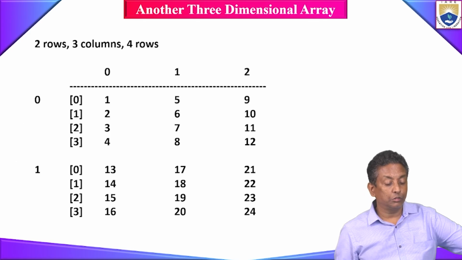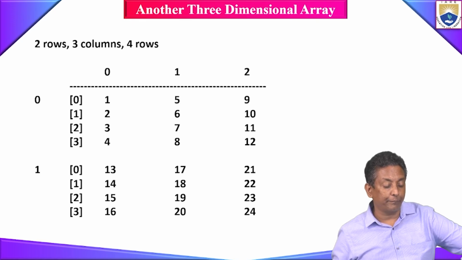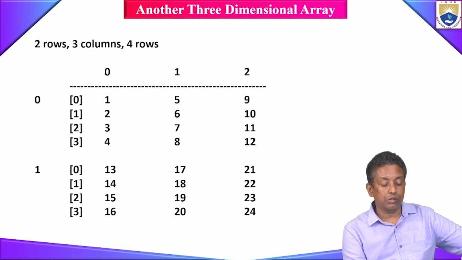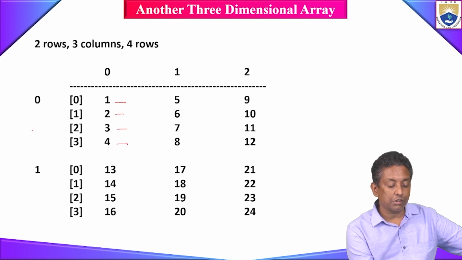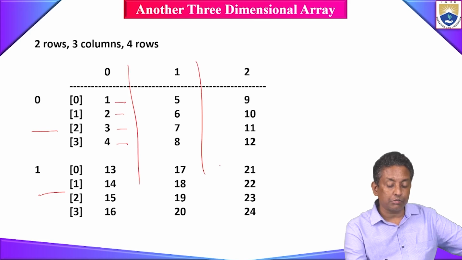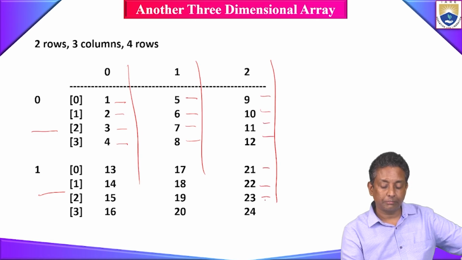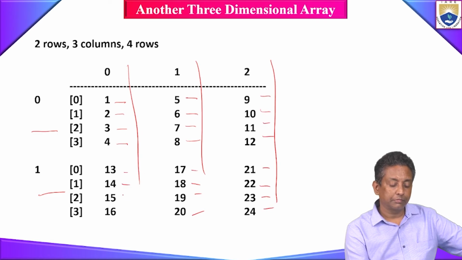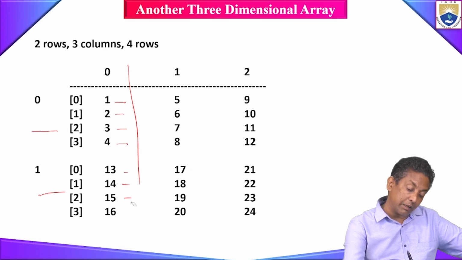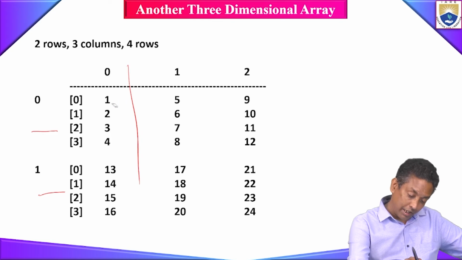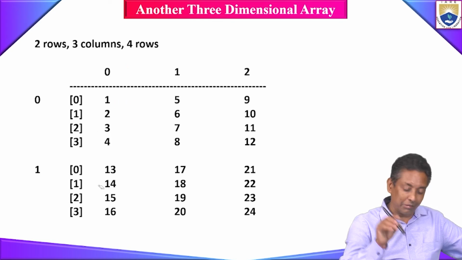So this is 2 by 3 by 4. 2 rows, 3 columns. In each column we are having 4 values. Like this, 2 rows. In each row we are having 1, 2, 3 columns. In each column we are having 1, 2, 3, 4 rows. Okay. So altogether 24 values. And first of all, we want to see how to declare such a 3-dimensional array, then initialize values into the array, then access the array elements.